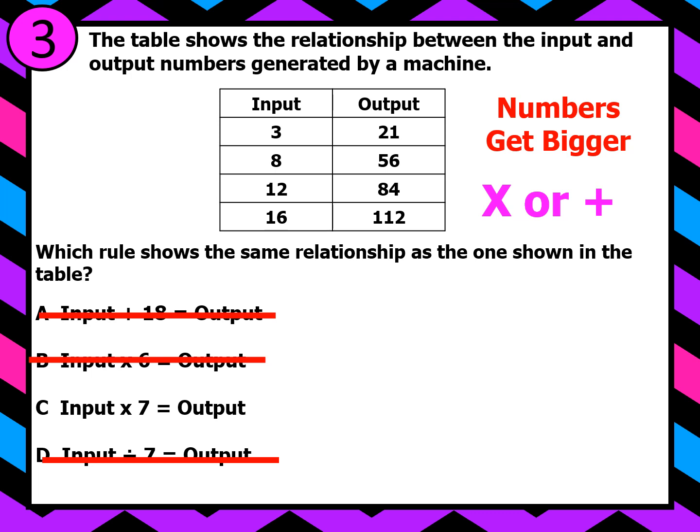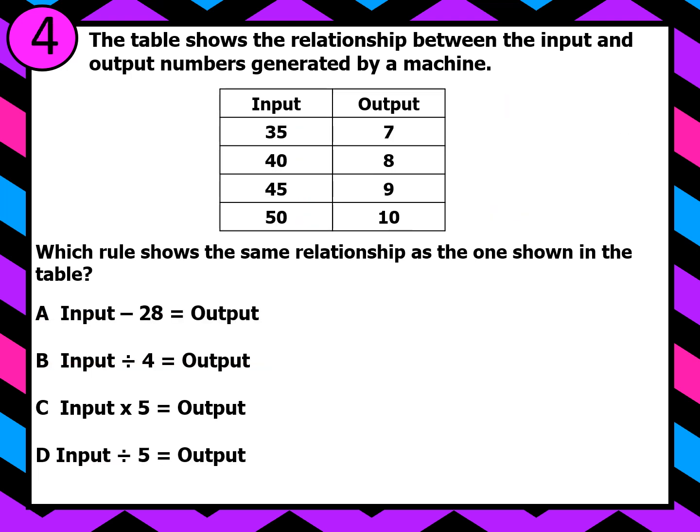Answer choice C. Input times 7 equals output. 3 times 7 is 21. 8 times 7 is 56. 12 times 7 is 84. And 16 times 7 is 112. So I know that my answer choice here is C.